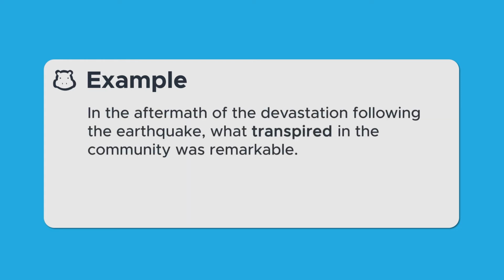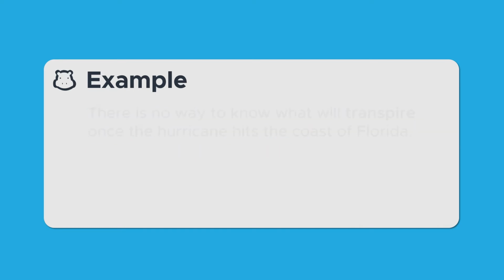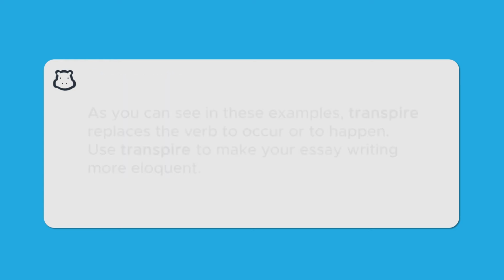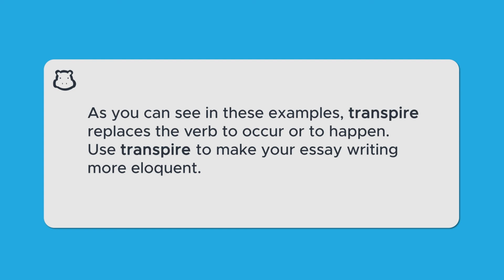In the aftermath of the devastation following the earthquake, what transpired in the community was remarkable. There is no way to know what will transpire once the hurricane hits the coast of Florida. As you can see in these examples, transpire replaces the verbs to occur or to happen. Use transpire to make your writing more eloquent.